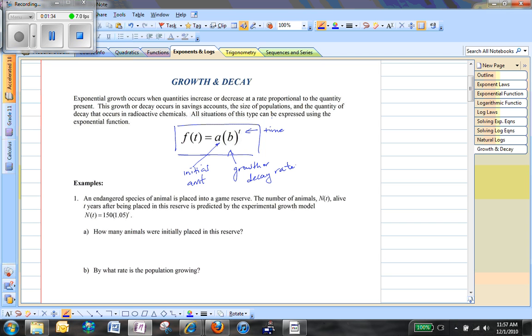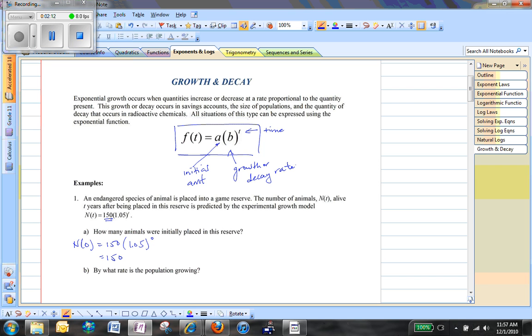Example number 1 talks about an endangered species of an animal in a game reserve, where N of t is the number of animals alive in t years, and we're talking about their initial population at the beginning. If I want to know how many animals are there at the beginning, time is 0. So N of 0 is equal to 150 times 1.05 to the 0. We'll notice that that's just 150, so I could have just taken the number from there. So 150 animals were there at the beginning.